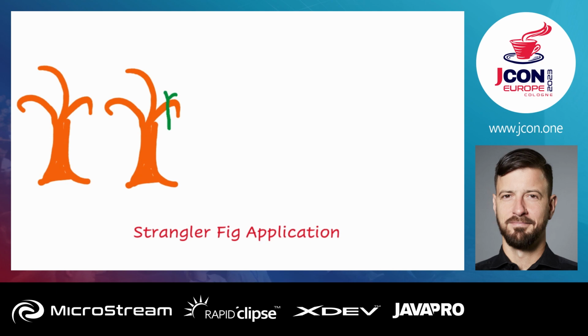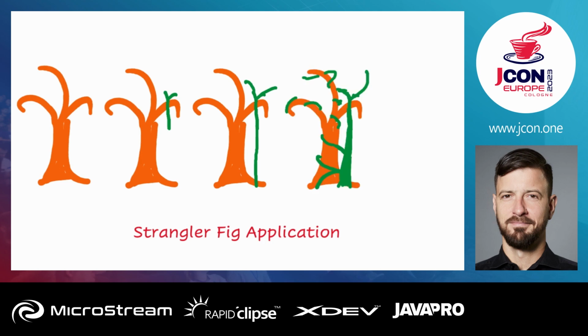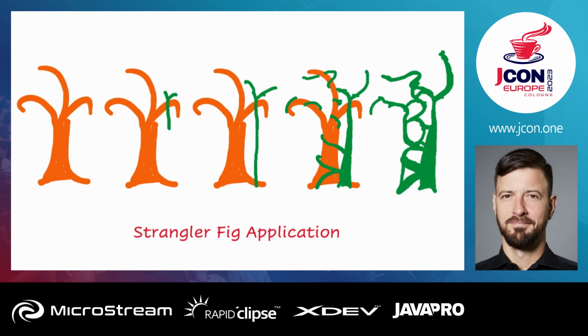It starts by growing on the branch of a so-called host tree. And then it grows a root to the bottom, and then it goes around the host tree, and eventually maybe it strangles the host tree. That's why it's called a Strangler Fig. And that's the similarity to our software system here. They coexist for a while, and then we want to strangle the old thing.